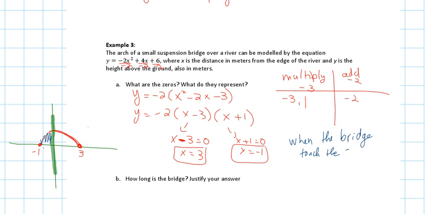Horizontally, how long is the bridge? How wide is the bridge? 4 meters, right? -1 to 3. It's running horizontally for 4 meters. So looking at how wide it is horizontally, it's 4 meters. You have -1 on the left and then 3 on the other side. So it's 4 meters long.